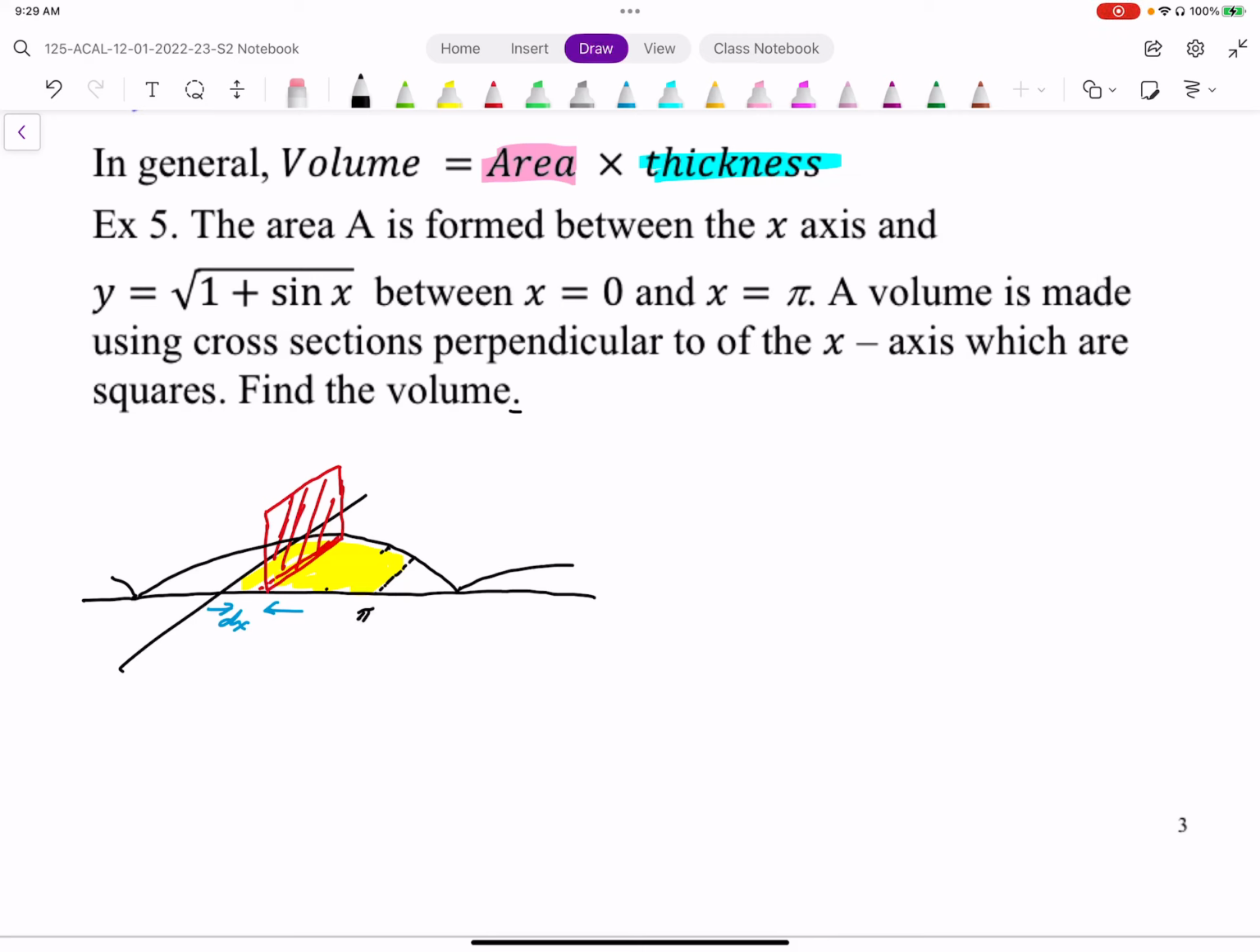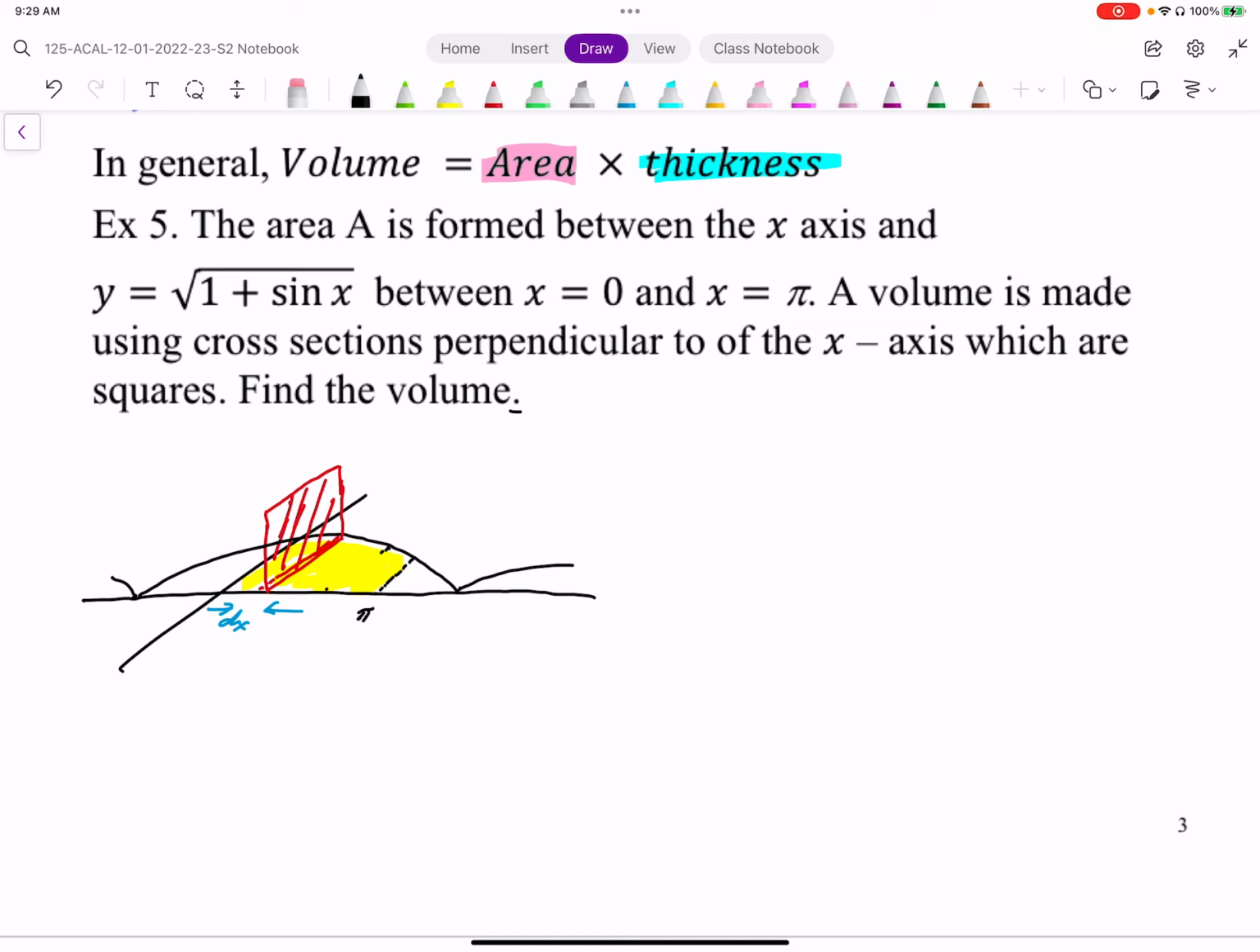So in general, volume is going to be calculated by taking a cross-sectional area and multiplying it by thickness. So giving it some thickness. And then for these shapes, we're just going to add up all those area times thickness pieces, or integrate.